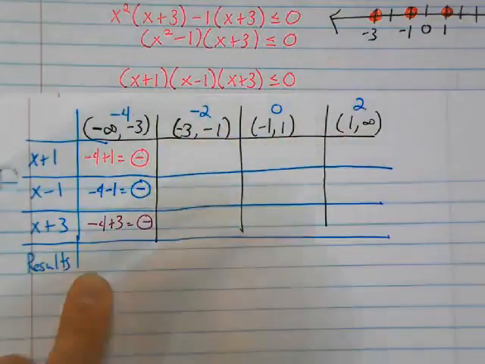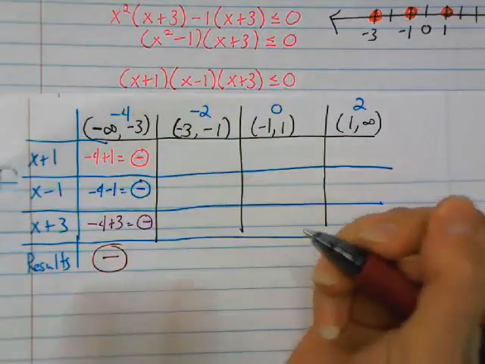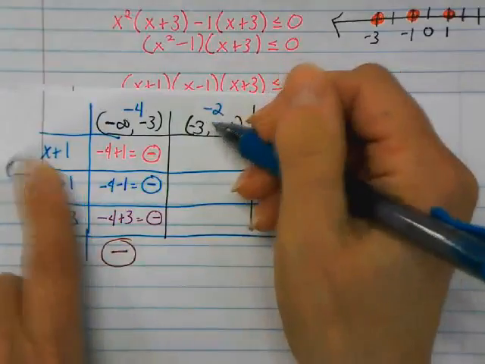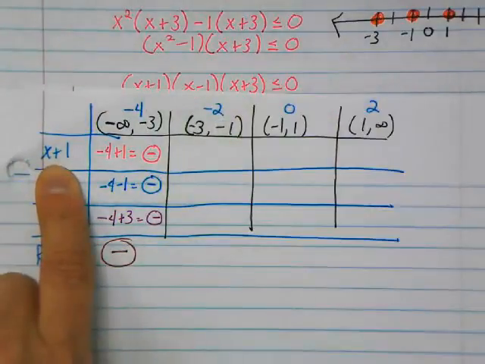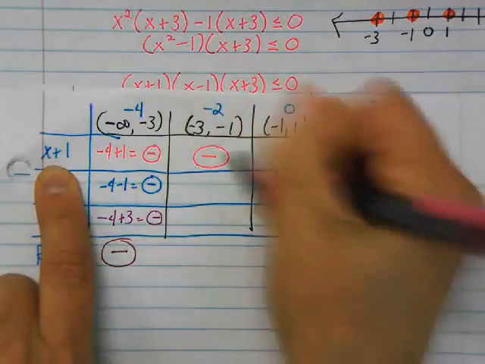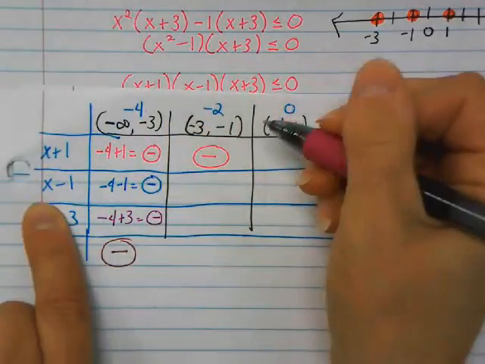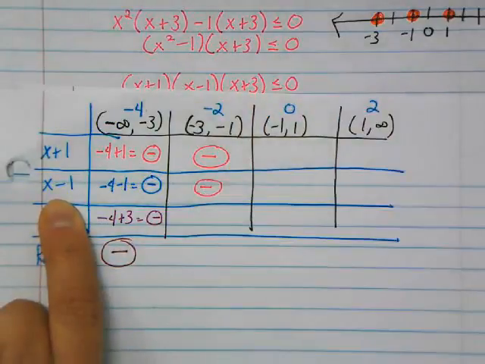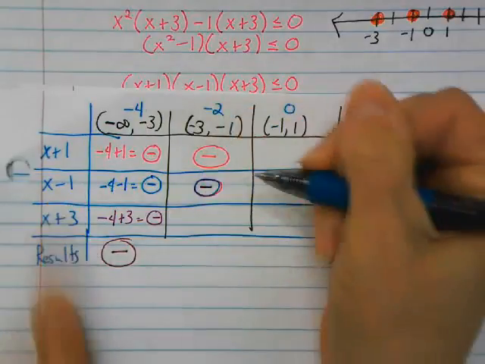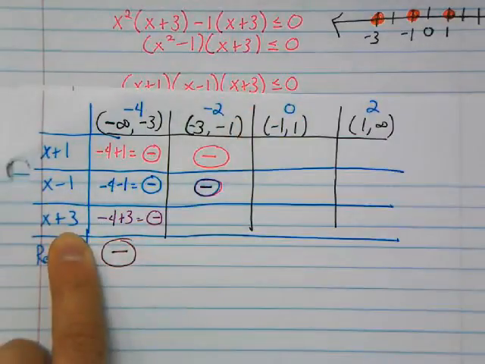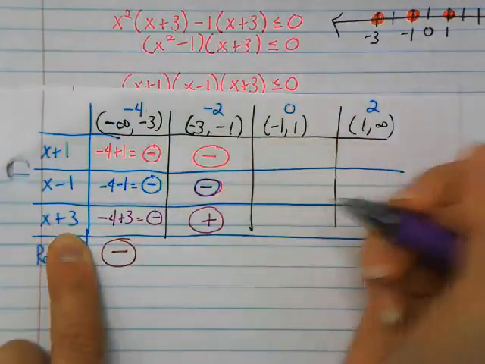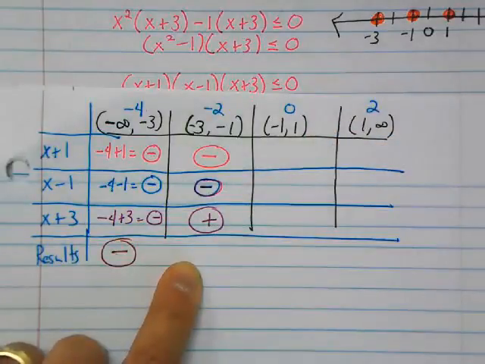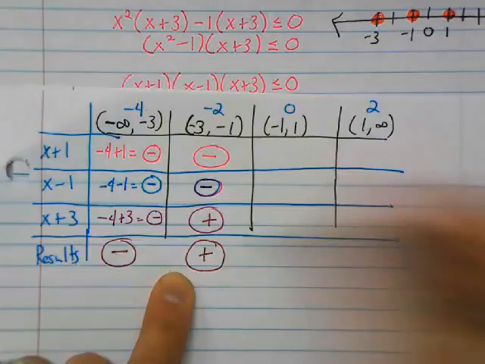So negative 2. Negative 2 plus 1 gives me a negative. If you can do it without showing me, by all means. Negative 2 minus 1 gives me a negative. Sorry, that should have been in blue. And negative 2 plus 3 gives me a positive. So this time a negative times a negative is a positive times a positive gives me a positive. Alright, 2 more to go and then we can talk about our shading. I know I'm a little bit over, so let me see if I can't speed up.